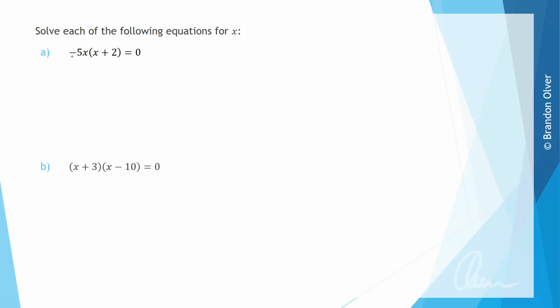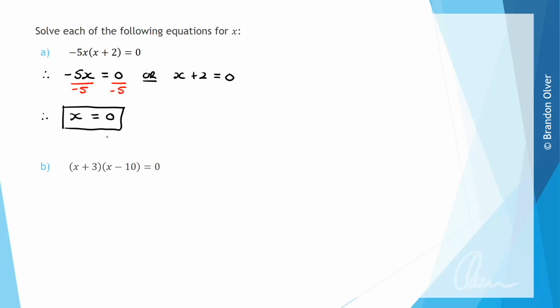So for part A, we have negative 5x times (x plus 2) is equal to 0. So applying the Null Factor Law, we would say that minus 5x could equal 0, or the thing that it's multiplied by could equal 0, so x plus 2 could equal 0. For the first equation, if we have minus 5x equals 0, we can divide both sides by negative 5 to get x by itself. So therefore we would find that x is equal to 0 divided by negative 5, but 0 divided by any number is simply 0. So one of the solutions is x equals 0.